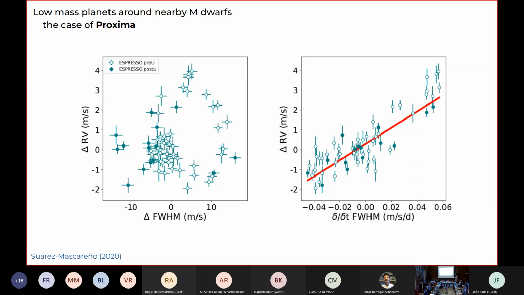I just decided to show you here a result from that paper, which is the correlation between the activity signal in the radial velocities and the activity signal in the full width-half maximum, which shows this lack of correlation, this circular behavior. But then when you take the derivative of the full width-half maximum, the correlation is much more clear. And so this points in the same direction that we've been discussing for the last 2 days, that there is a component that is the F prime component.